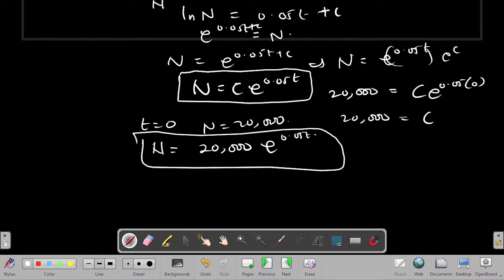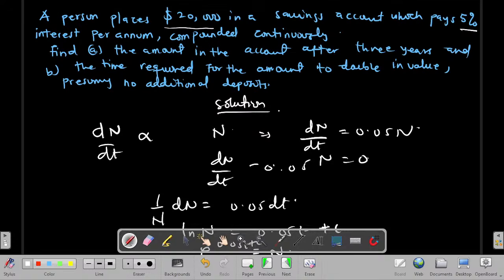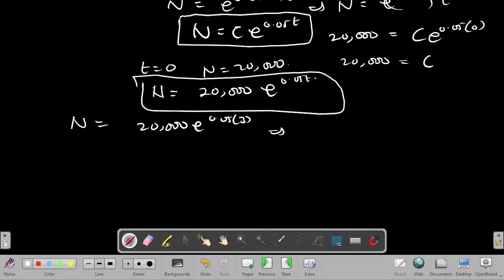So after doing differential equations, you are expected to be able to solve some interesting problems without chewing formulas or some kind of thing. We should be able to model the problem. Okay, 20,000 times e to the power 0.05 times 3. So the answer is $23,236. Okay. Then let's go and check the other problem.